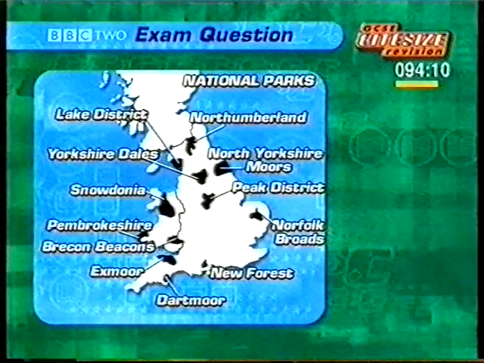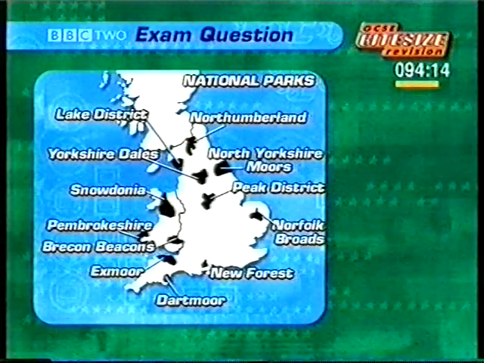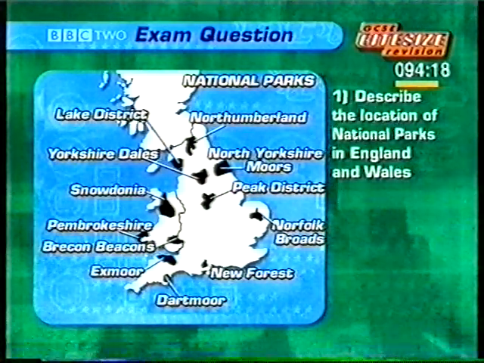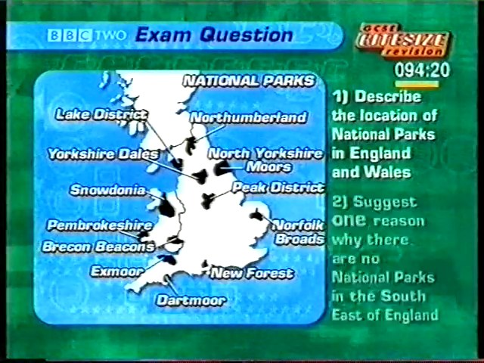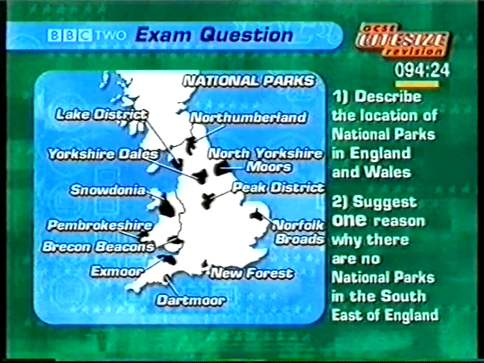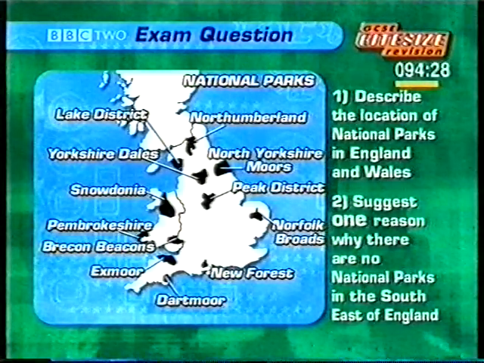Carefully study this map, which shows the location of national parks. 1. Describe the location of national parks in England and Wales. 2. Suggest one reason why there are no national parks in the southeast of England. Pause the tape and try to answer these questions.